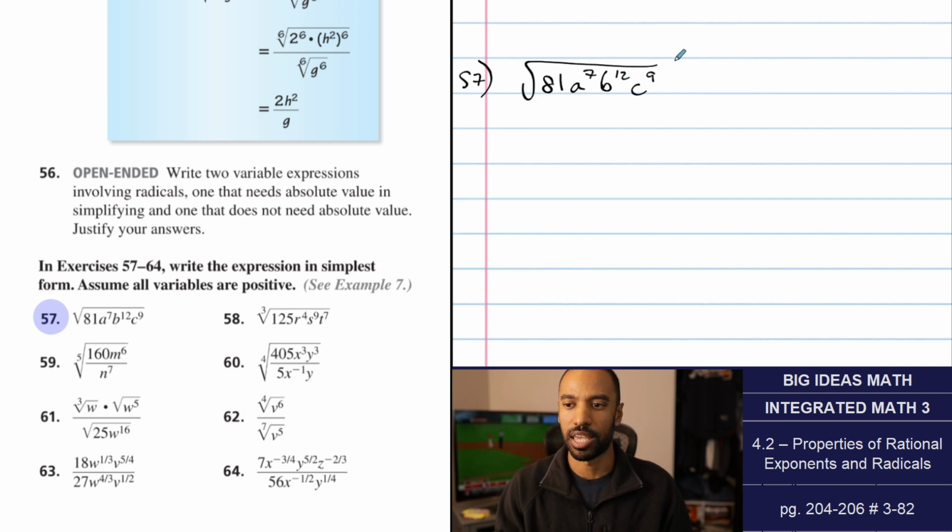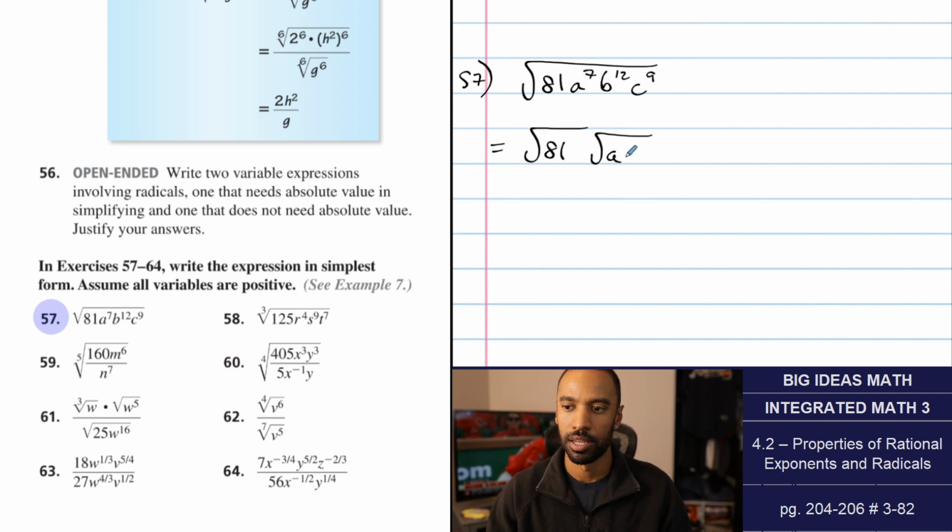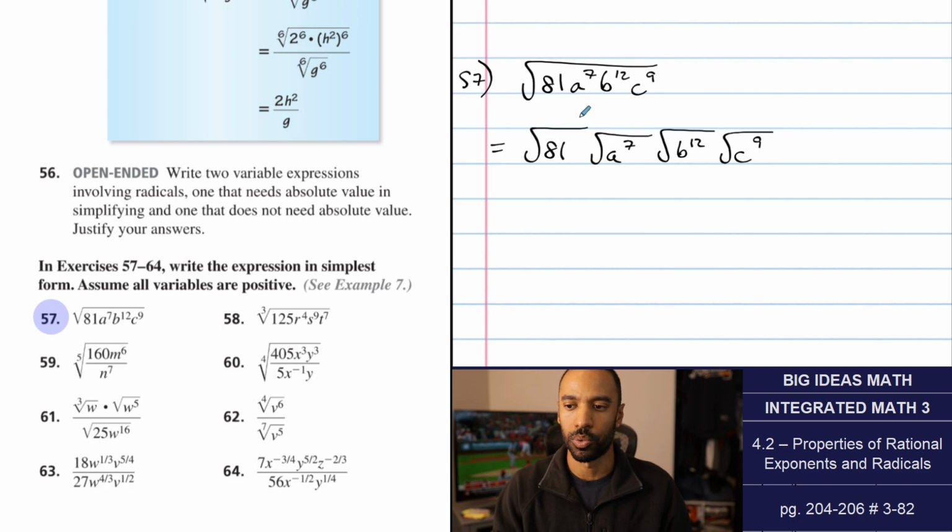Now, the book might say it differently than this. Your teacher might say it differently than this. This is how I go about these problems. First of all, we can treat these separately as need be. Numbers with numbers, A's with A's, B's with B's, C's with C's. Nothing changes as far as what we were doing from before.